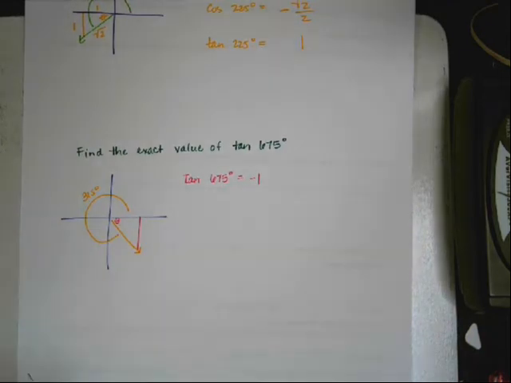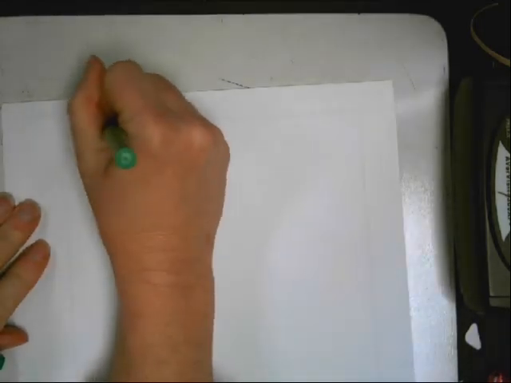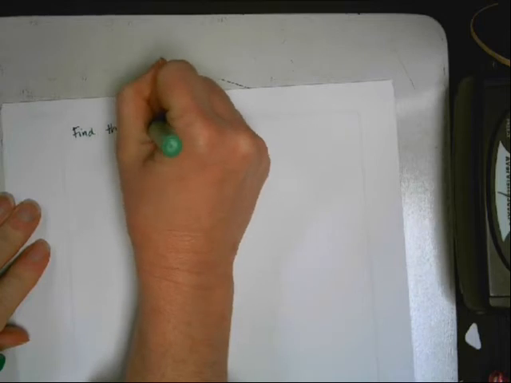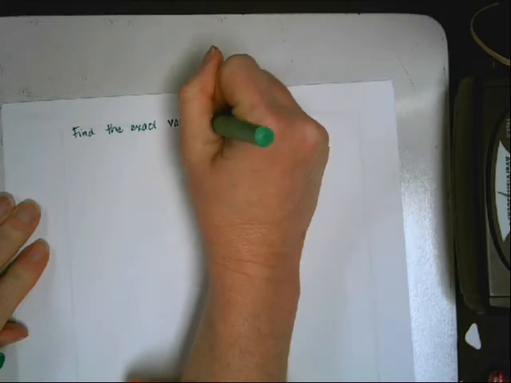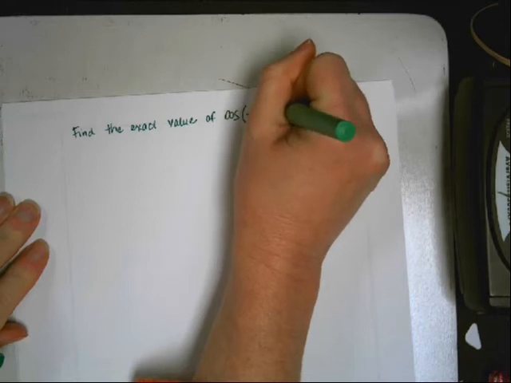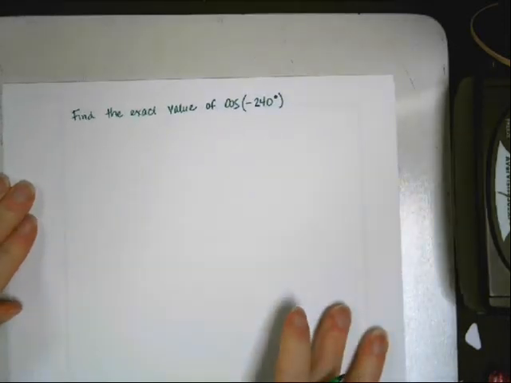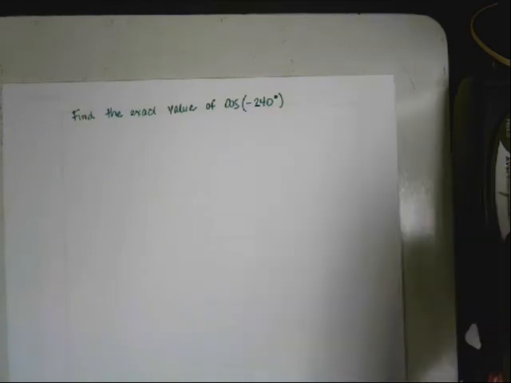Everybody okay? Questions? We all good? All right. Let's do one more like this. Find the exact value of cosine negative 240. So again, take a second and see if you can do it.